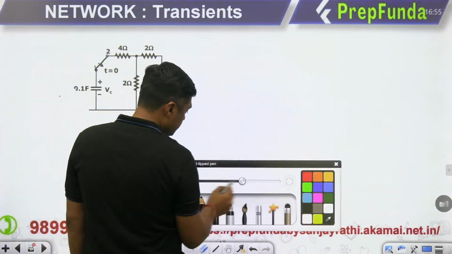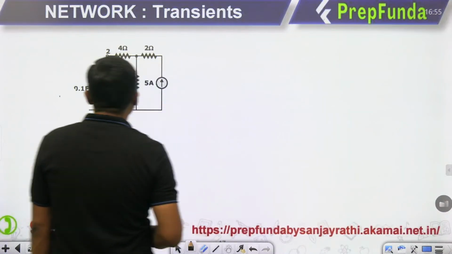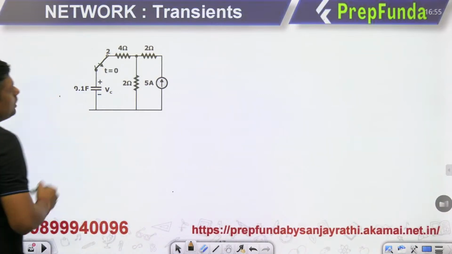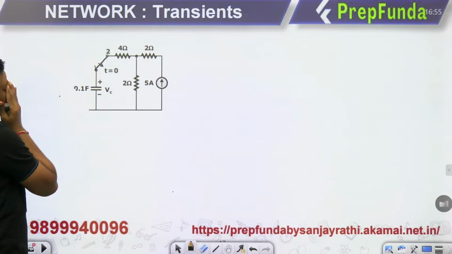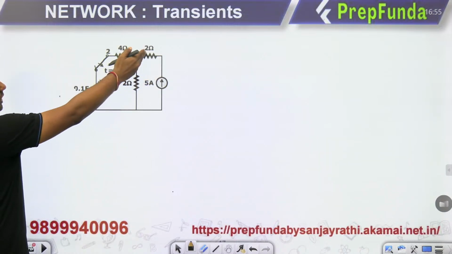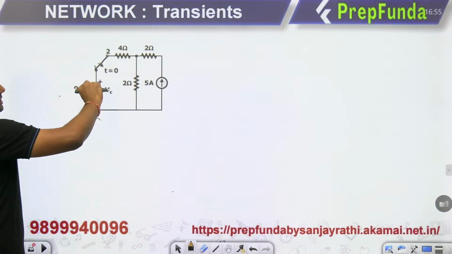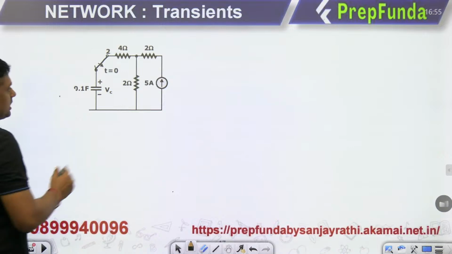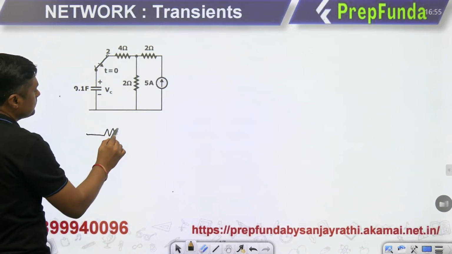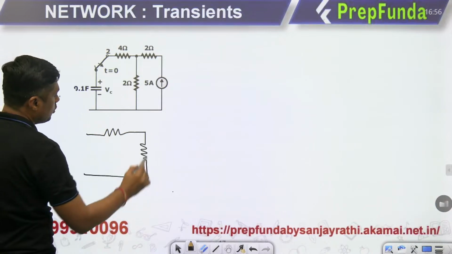Then, okay, what about this 2 ampere, 2 ohm current source? Nothing, because the 2 ohm is connected with the current source. So you can remove this 2 ohm. Now exactly at t equal to infinity, this capacitor will act as what? Open circuit. When the capacitor will act as open circuit, this is the capacitor open circuit.